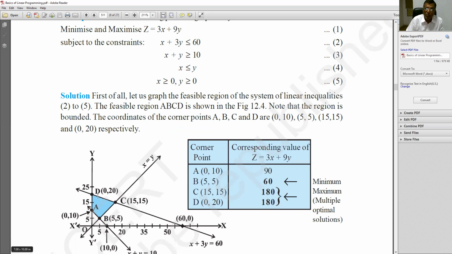Now you have to put all these values consequently in your objective function. So you have taken A, B, C, D and you have put the values. The maximum you are getting is 180 and the minimum you are getting is 60. So you have to minimize and you have to maximize. The minimum value is 60 and the maximum value is 180. I hope students you have got this.